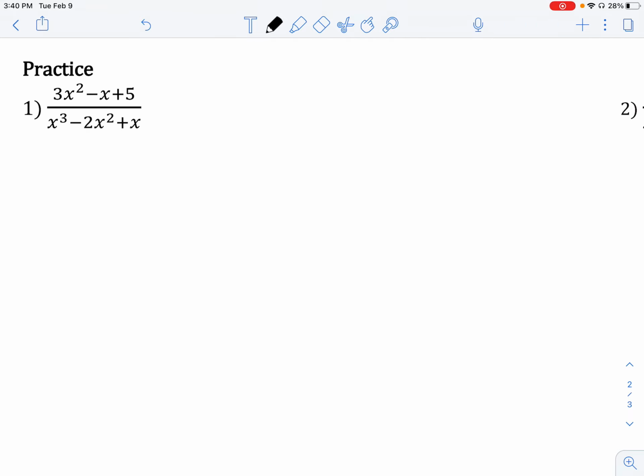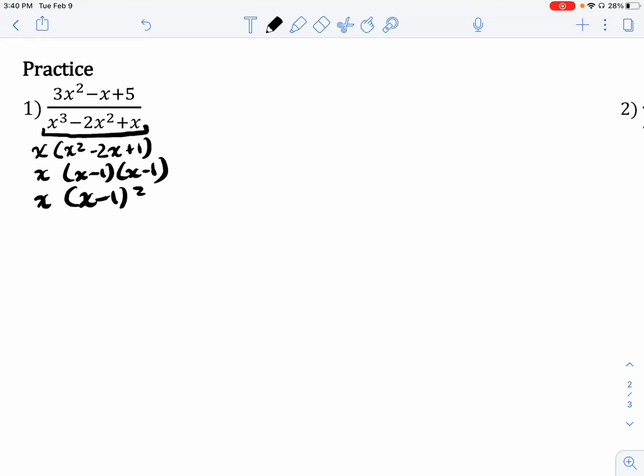The very first thing we always do when we do partial fraction decomposition is to factor our denominator here. I see that this has a common factor of x, and we're left with x squared minus 2x plus 1 once we factor out that x. And this can be written as x minus 1 times x minus 1, which can also be written as x minus 1 squared.